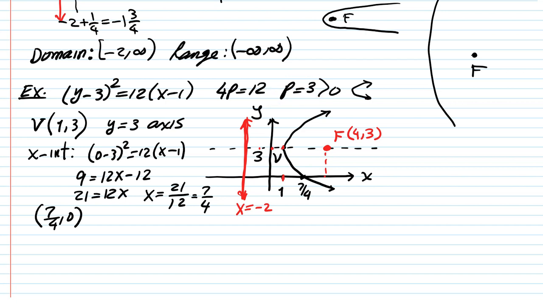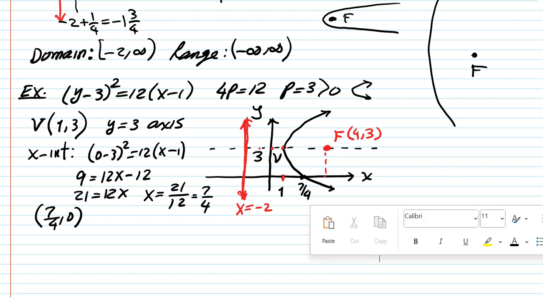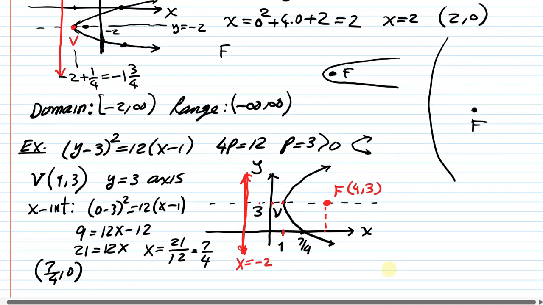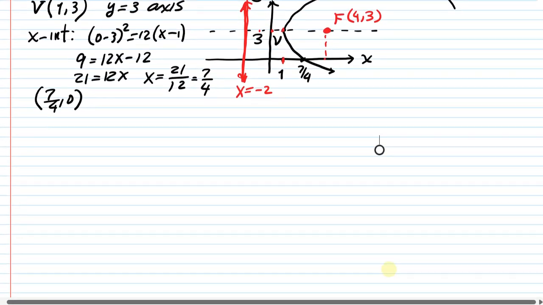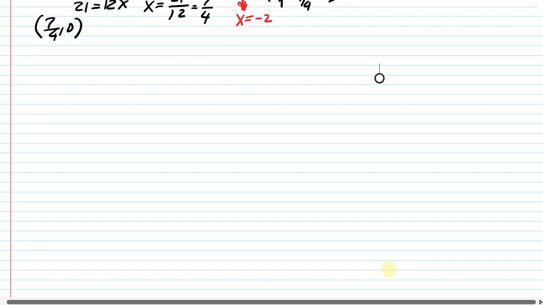So for the focus, I went to the right 3 units. For the directrix, I went back from the vertex 3 units. Directrix is a line, focus is a point. And we have everything that we wanted to know about this example. Okay. Now, let's try another example here.